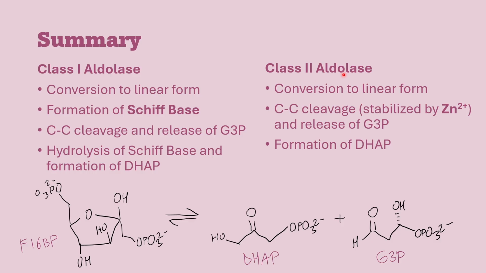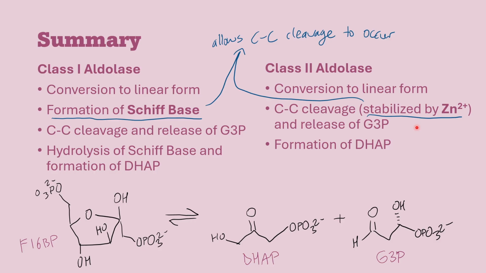The class 2 aldolase does not use a Schiff base at all, and instead uses a zinc ion in the carbon-carbon cleavage step. Just like for class 1, G3P is produced right away, and the other intermediate is converted into DHAP. The Schiff base and the zinc ion act to stabilize the intermediate, allowing the carbon-carbon bond cleavage step to occur at a reasonable rate.